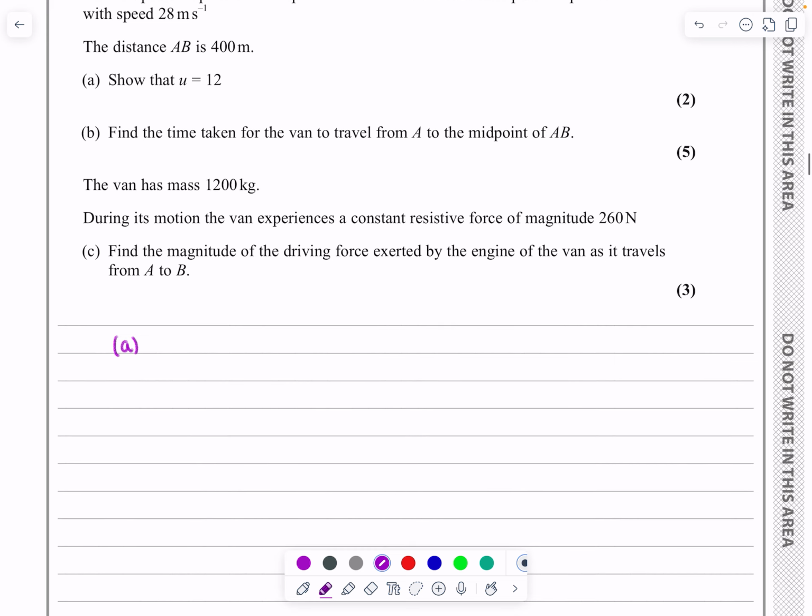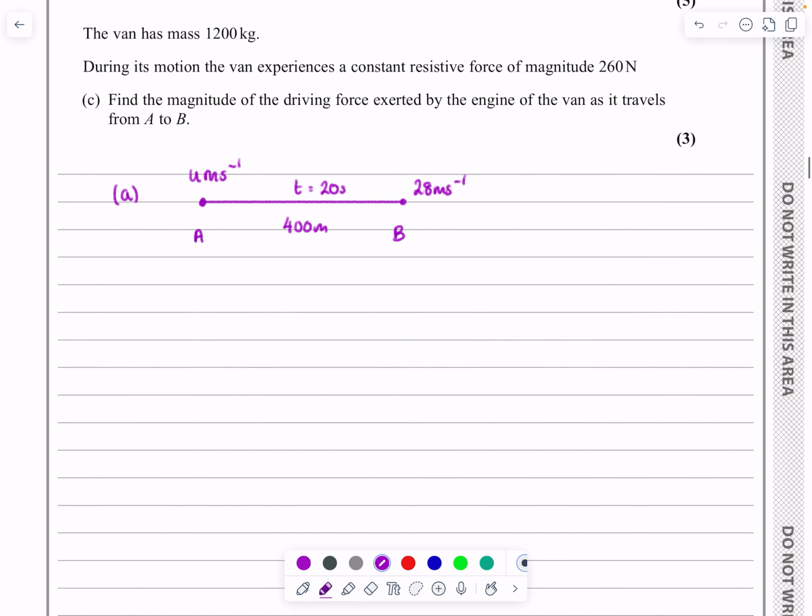to 12. So I'll draw a quick diagram. It's not absolutely essential in this particular question, but I'm used to doing it. From A to B, then what do we have? U is what I'm looking for. I know that this is 400 meters and that it takes 20 seconds to do that, and I know that at the end there it's traveling with a speed of 28 meters per second.